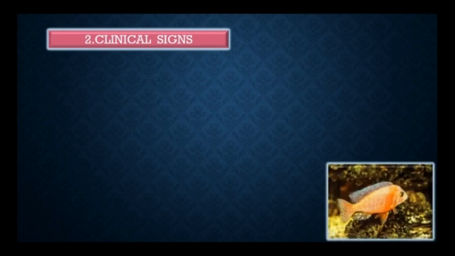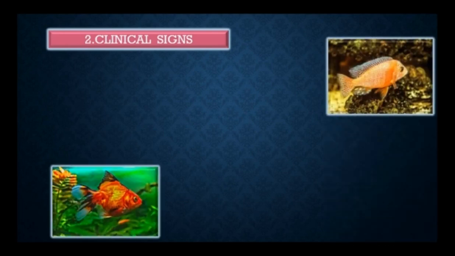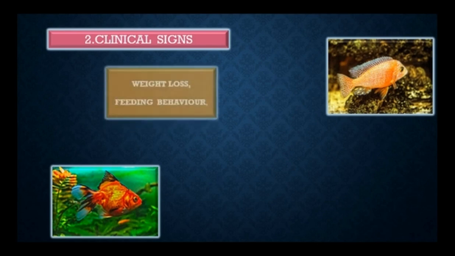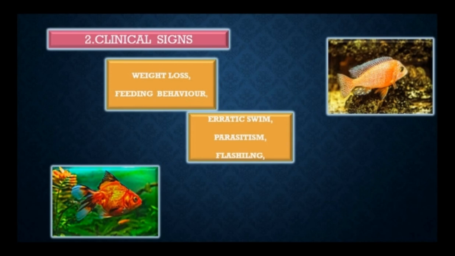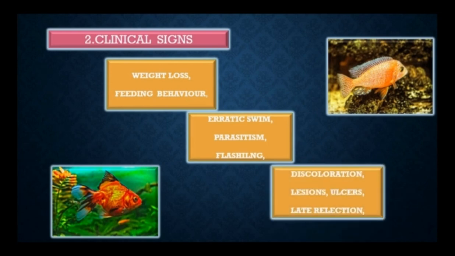Let us go through the clinical signs of diagnostics. Clinical signs such as weight loss, changes in feeding behavior, lethargy, parasitism, erratic movement, discoloration, escape reflex, flashing or itching, hemorrhagic lesions, ulcers are considered to be the first sign of a disease related problem or a stress related problem in the aquatic system.